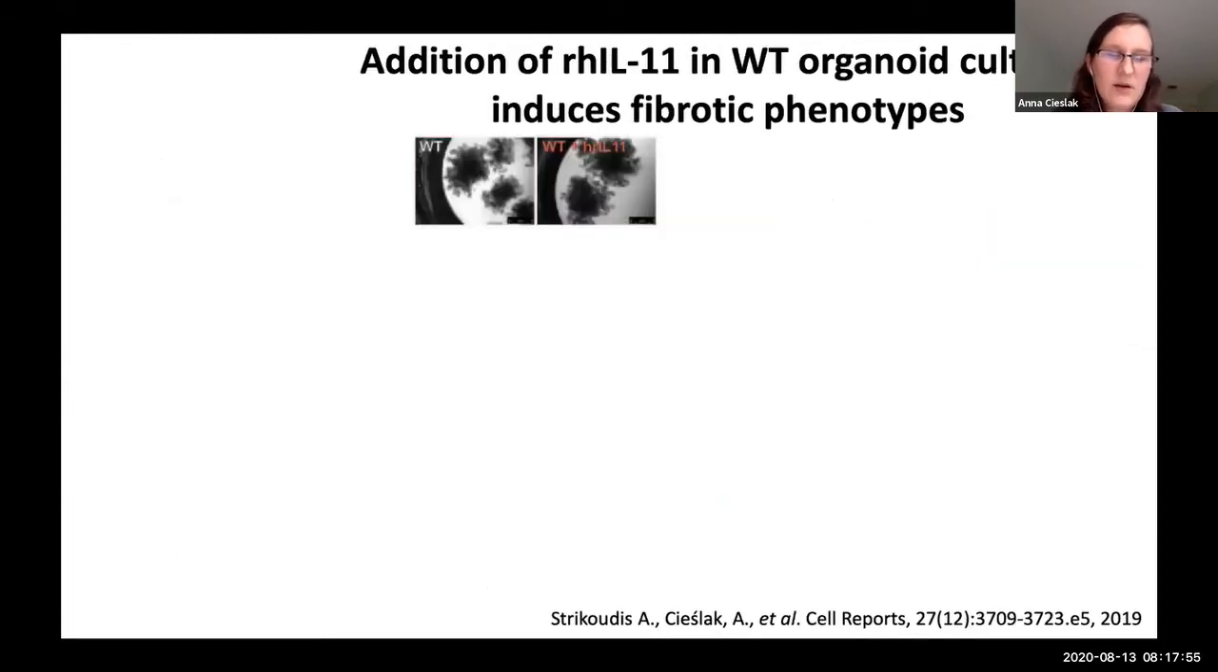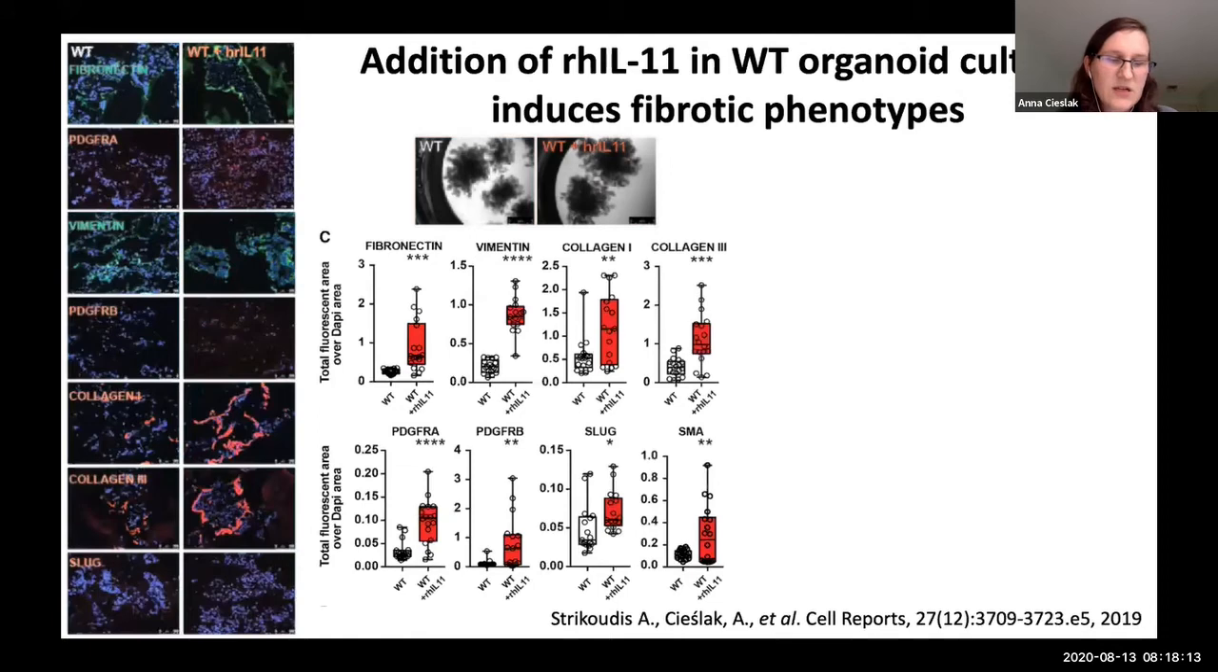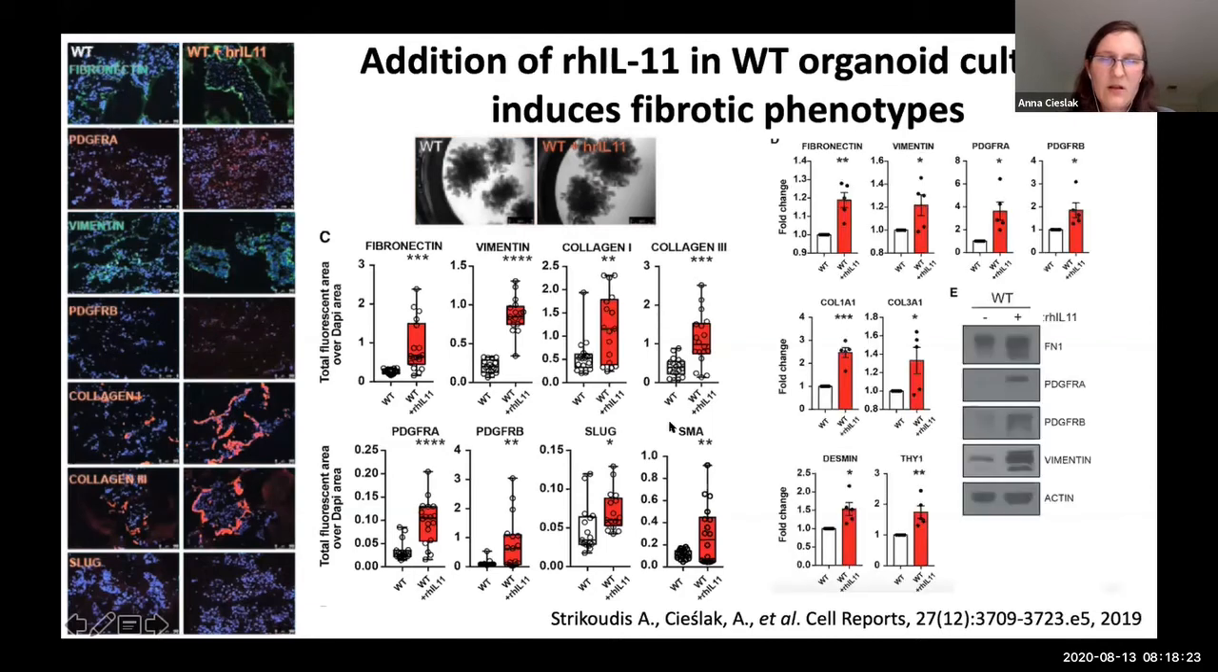In addition, we wanted to examine whether interleukin 11 can drive fibrosis in our model. We cultured wild-type organoids in the presence or absence of interleukin 11. And we found that the organoids treated with interleukin 11 showed increased expression of mesenchymal markers by immunofluorescence, quantified in the left and middle panels, confirmed by RT-qPCR.